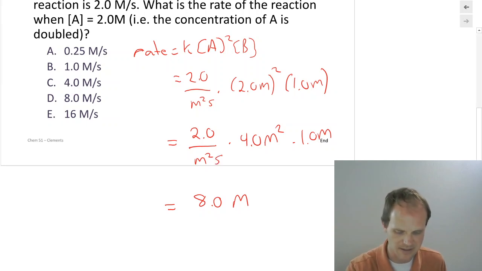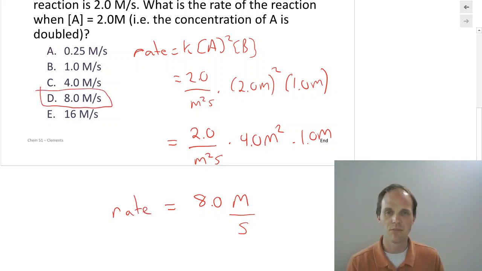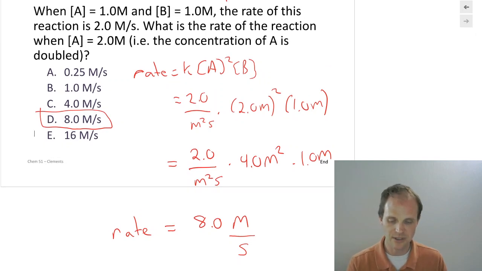Oops, I forgot my seconds there. I'm like, I'm missing something. 8.0 molar per second is my rate. And so I get D in this case, 8.0 molar per second. So when I doubled the concentration of A, what happened to my rate? Well, it went from 2 to 8. It didn't just double. It went 4 times.